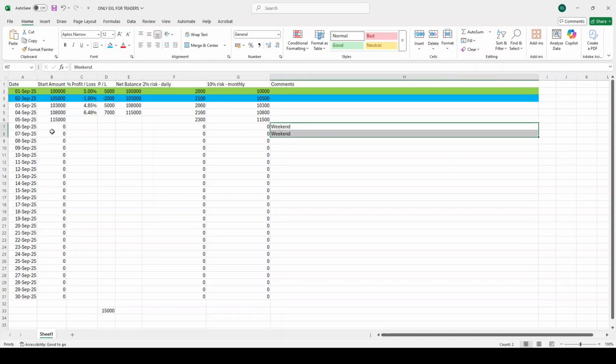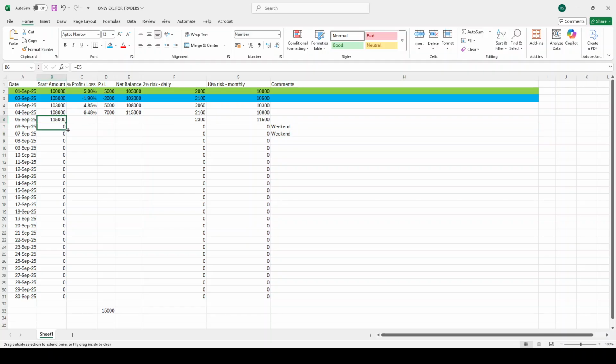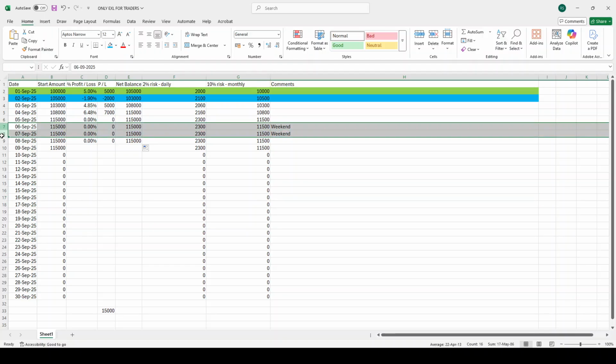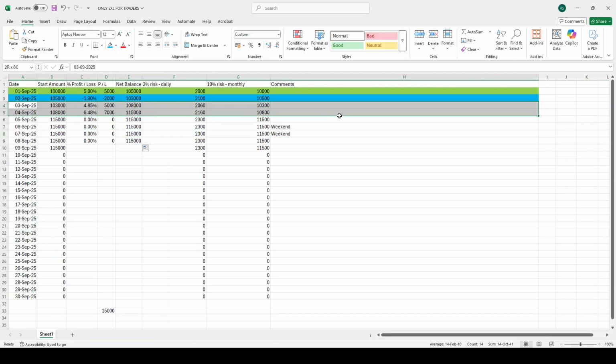Then I have marked here weekend. On weekend, what do we do? Nothing. We just drag this. That's it. So that's all we do in the weekend. And weekend we don't color. We just leave it uncolored. And these 3 days were profitable, right? So we will color it.